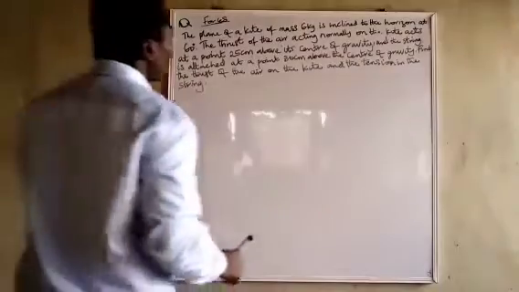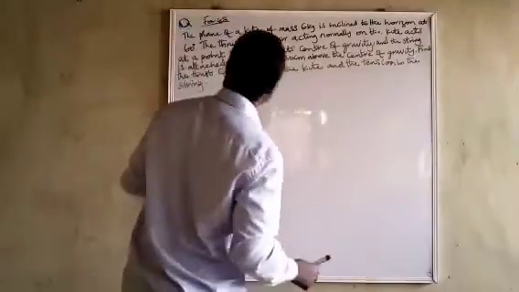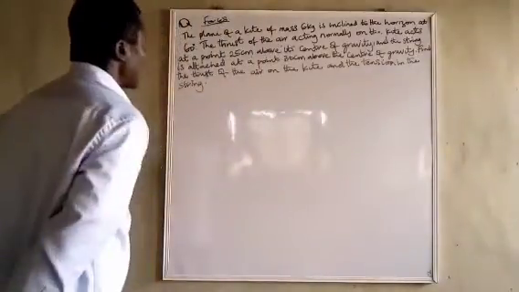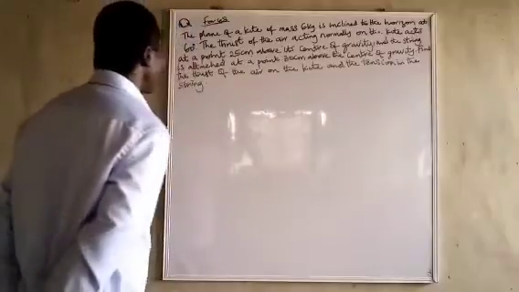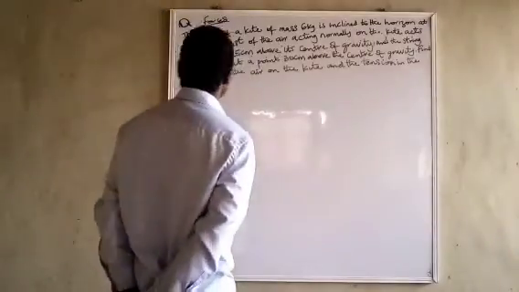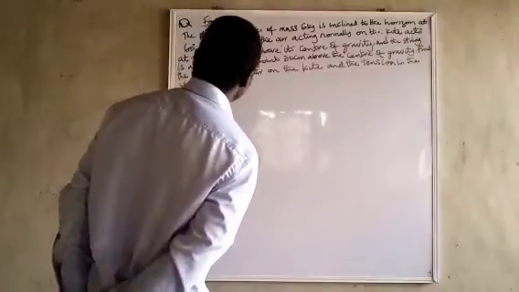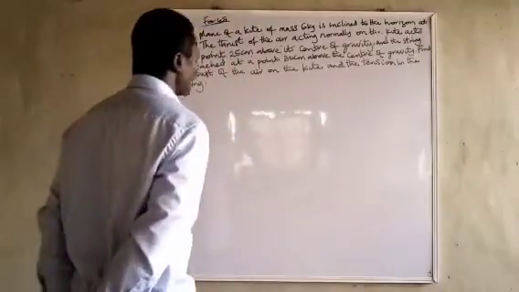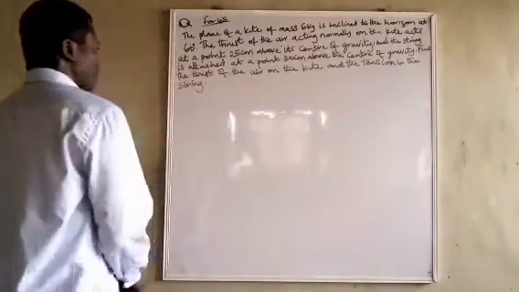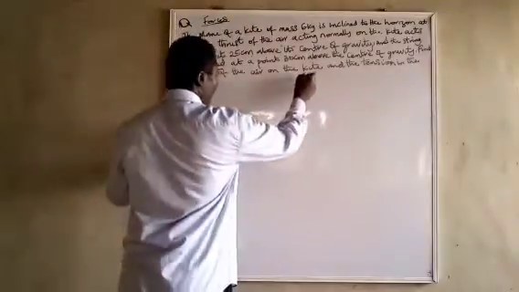The plane of a kite of mass 6 kg is inclined to the horizon at 60 degrees. The thrust of the air acting normally on the kite acts at a point 25 cm above the center of gravity, and the string is attached at a point 30 cm above the center of gravity. Find the thrust of the air on the kite and the tension in the string. So we have a situation like this.